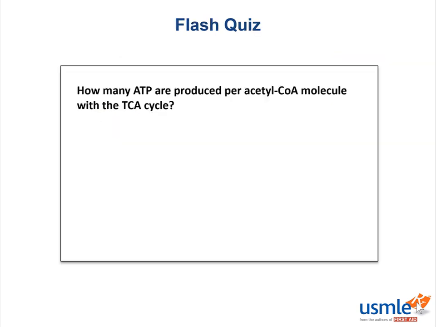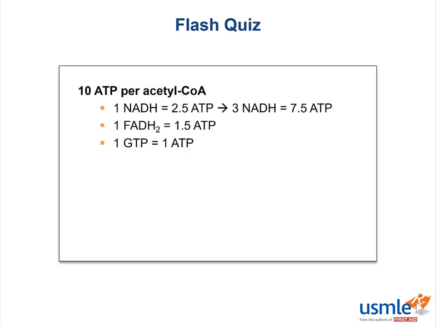Great, let's do a quick flash quiz. How many ATP are produced per acetyl-CoA molecule with the TCA cycle? Yep, 10 ATP are produced. 3 NADH produces 7.5 ATP, 1 FADH2 produces 1.5 ATP, and 1 GTP produces 1 ATP. Be careful and recognize I asked for acetyl-CoA. If I asked for glucose, the numbers would be doubled.